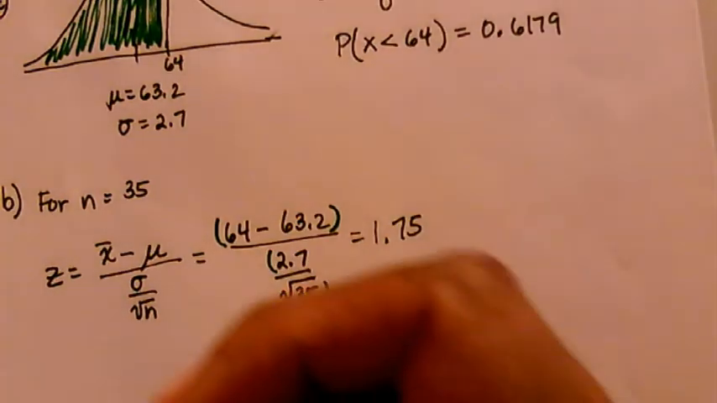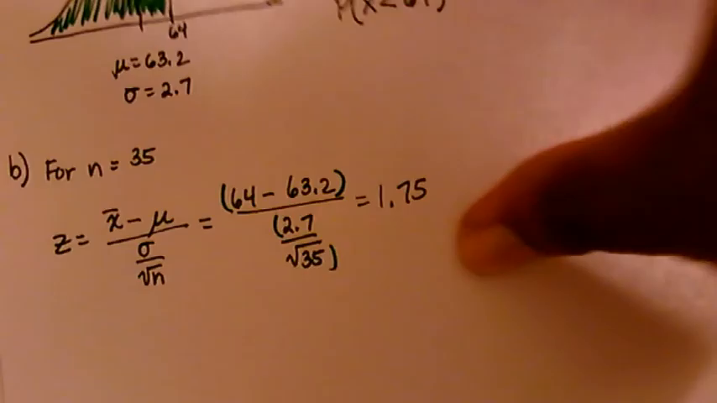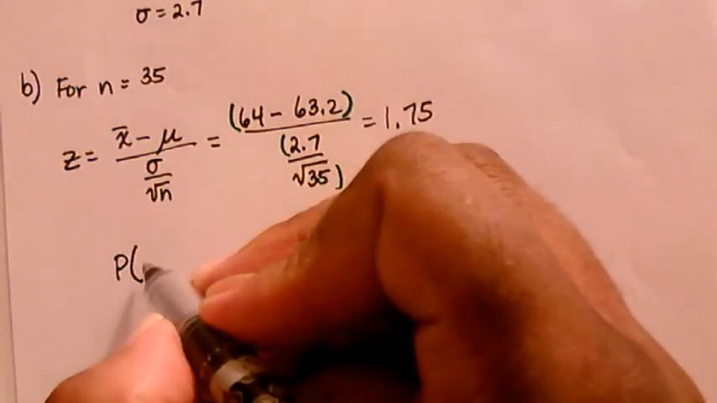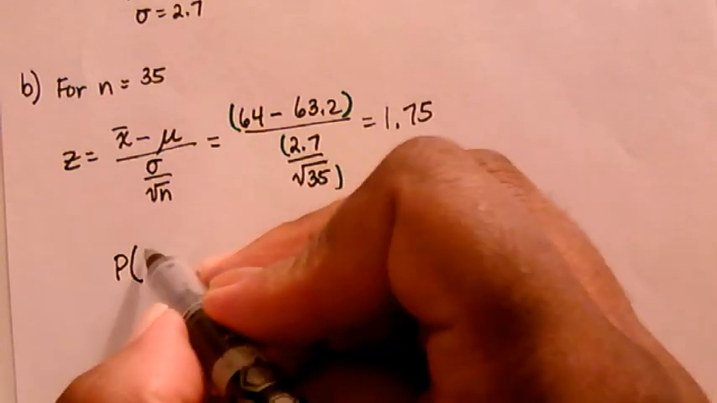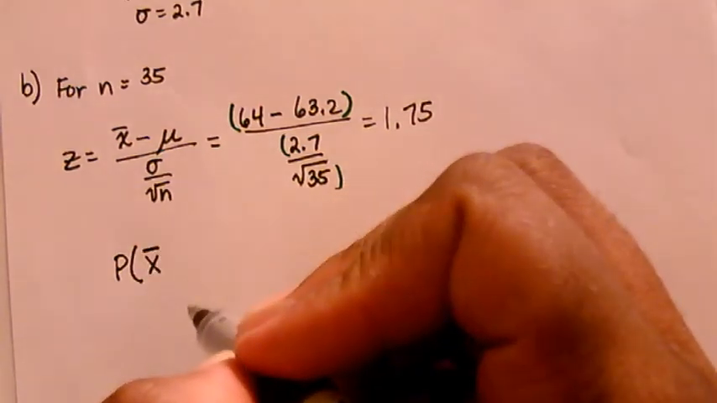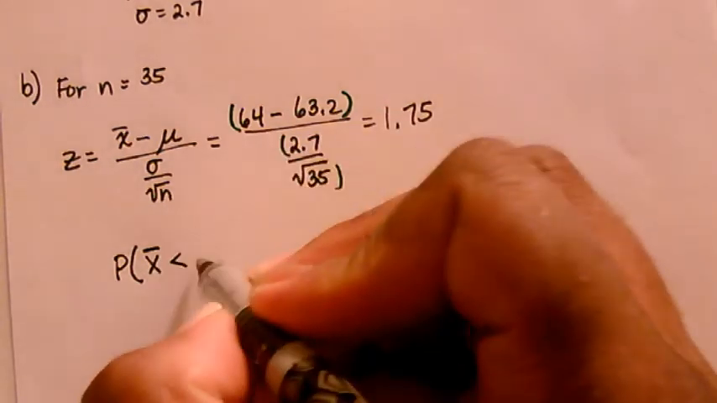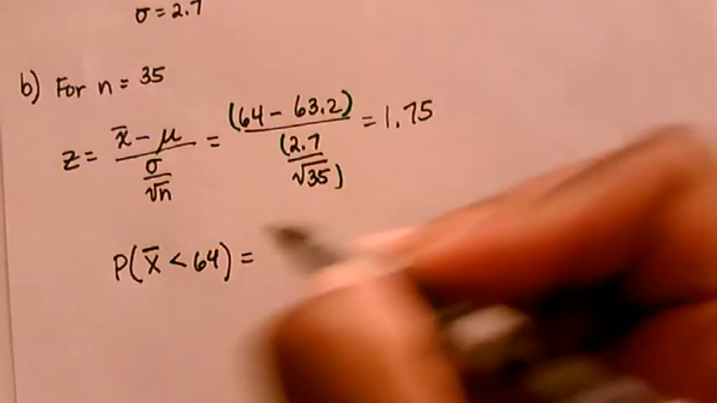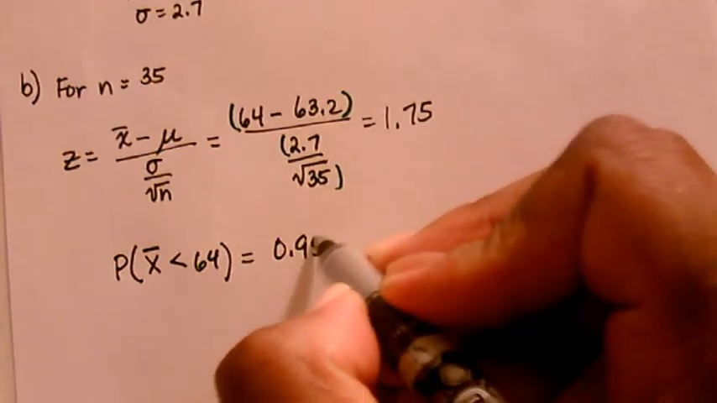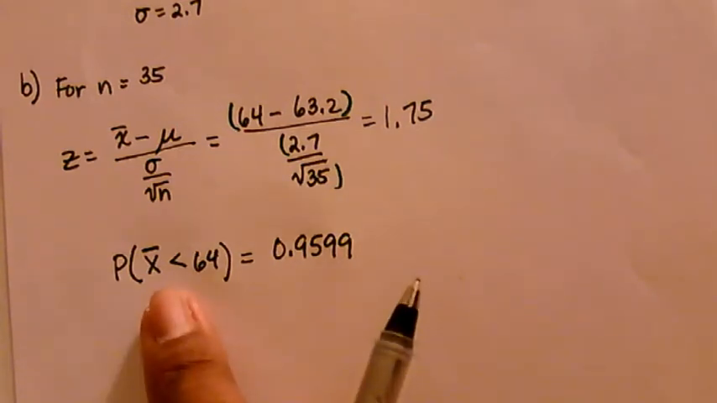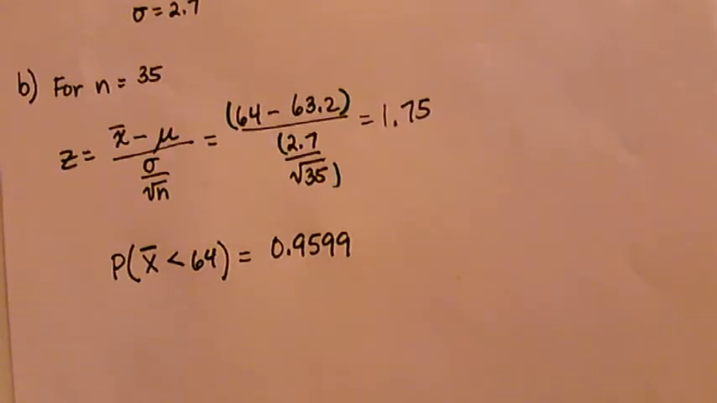So in this case, your probability that 35 randomly selected women will have a mean height less than 64 inches, now notice I'm putting the x bar here instead of x, would be 0.9599. We're dealing with a mean height, so that's why I put x bar here when I wrote this.